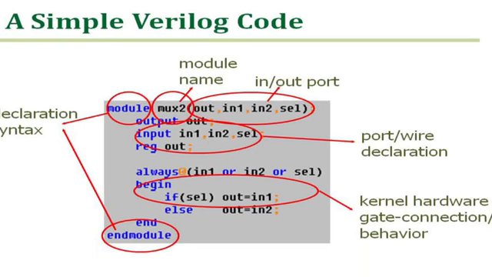You find out whether the output is equal to input 1 or input 2 depending upon the select input, so that the circuit behaves as a 2-to-1 multiplexer.